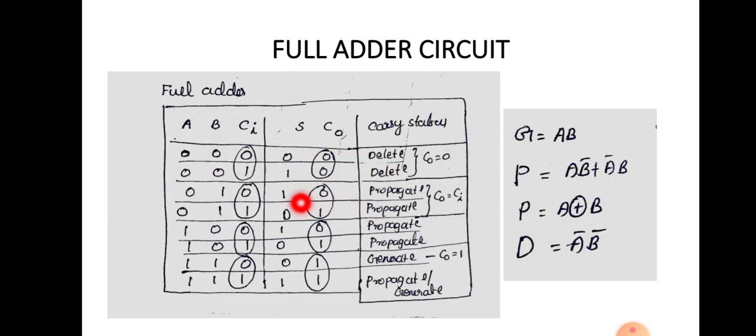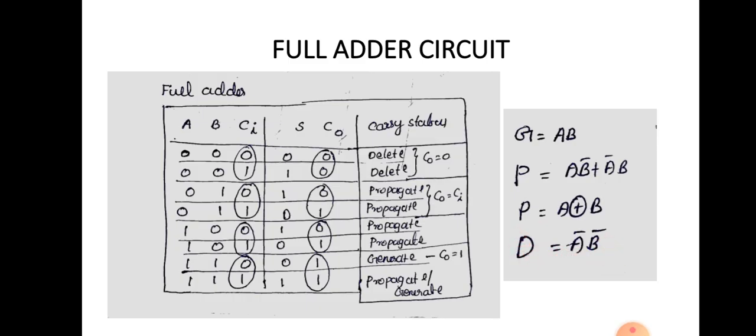And what is carry propagate? Carry propagation occurs whenever the input A equal to 0 and B equal to 1, that is A bar B. And there is another case where carry propagation occurs: A equal to 1 and B equal to 0, that is A B bar. So altogether A bar B plus A B bar, which is equal to A XOR B. So here we need three equations: carry generate equation G, carry propagate equation P, and carry delete equation A bar B bar. You should remember these equations.